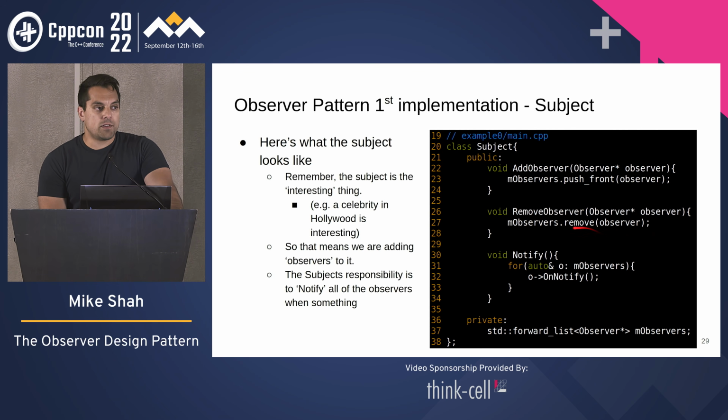And then the subject, once it's doing something interesting, is going to notify all of its observers. So simply loop through all the observers. Maybe we call this notify all or something, but that's the idea in a traditional model.